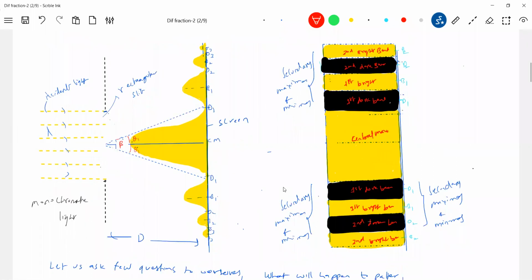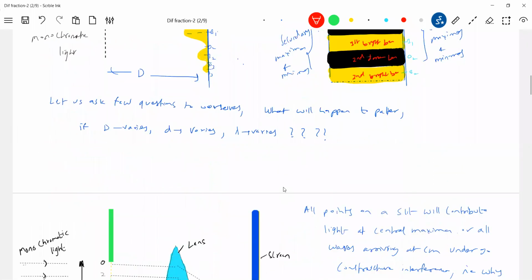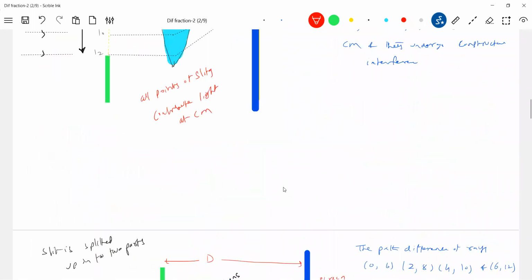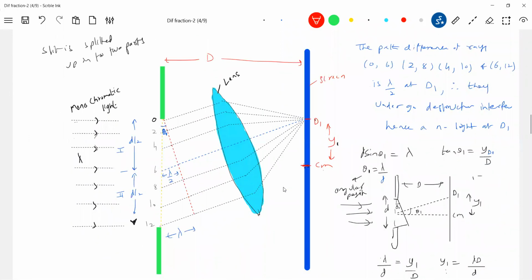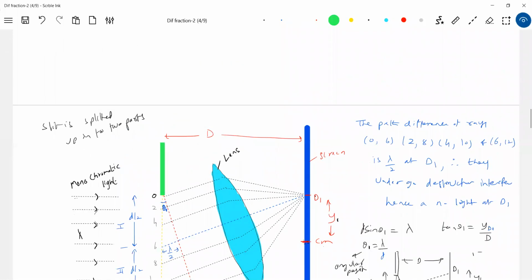Theta 1. Think, can you remember? It's just simple mathematics. Can you remember this theta 1? I'm asking you to look at this theta 1. So what is beta? Beta should be 2 theta 1, and we know theta 1 is what? Lambda by d. So what is the angular width of central maxima?